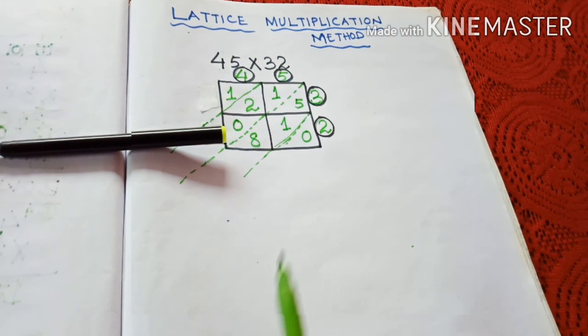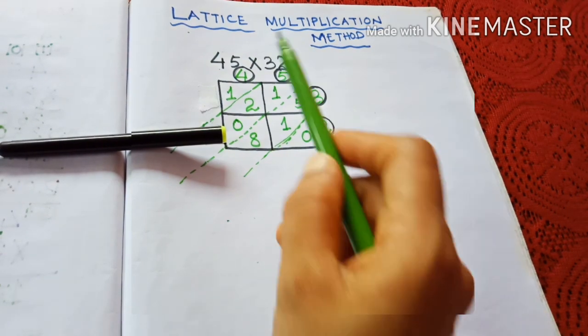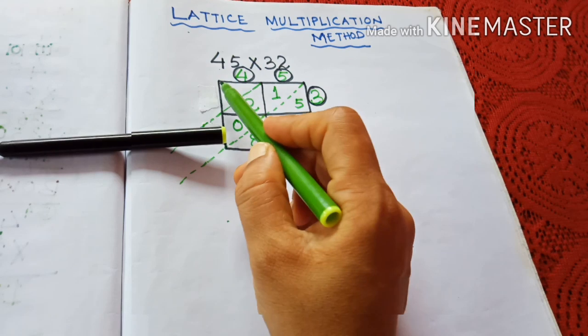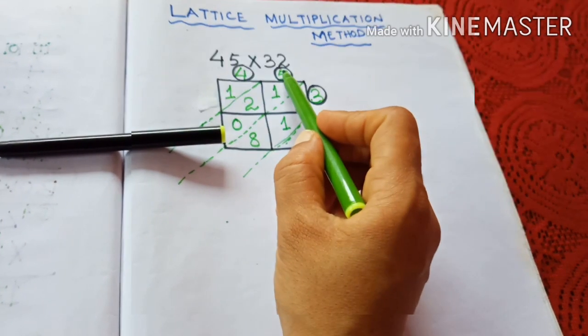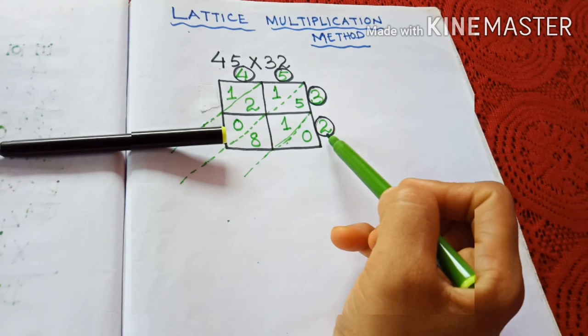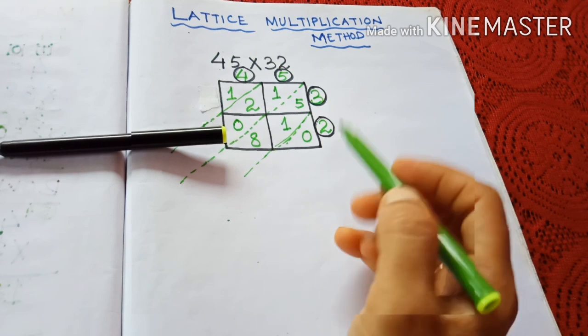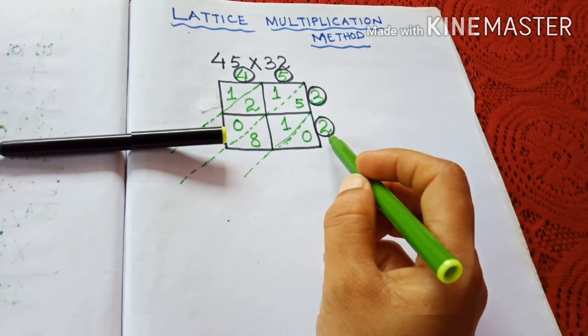Once again I am telling you, 45 is one factor, 32 is another factor. We are going to multiply 45 with 32. So we will arrange a 2 by 2 grid. First factor we will write at the top. Second factor we will write on the side of the grid. Now we will write the multiplication one by one. First we will multiply the ones place digit with the ones place digit.